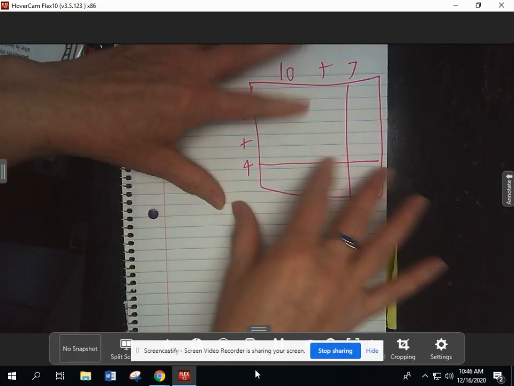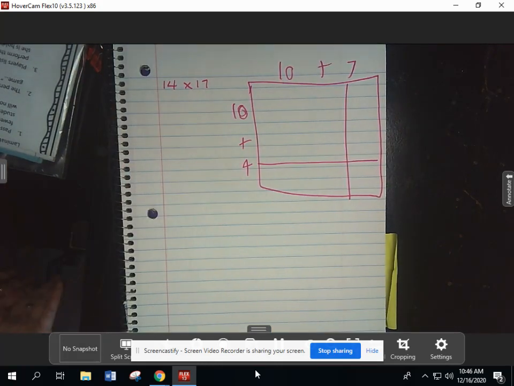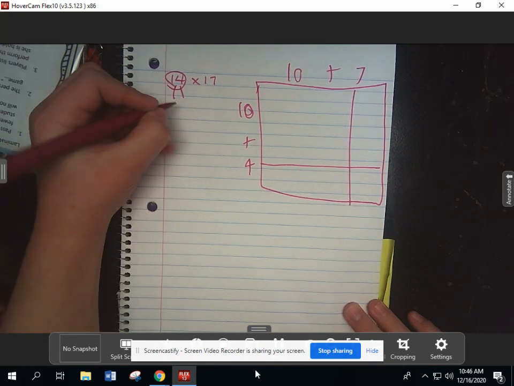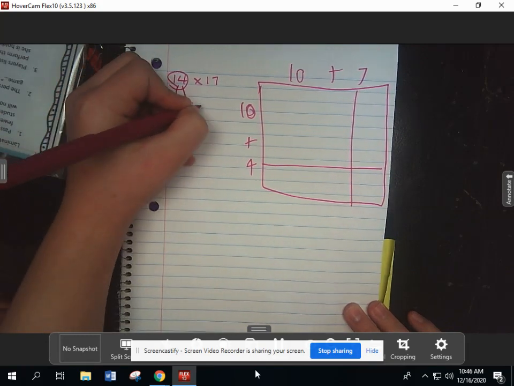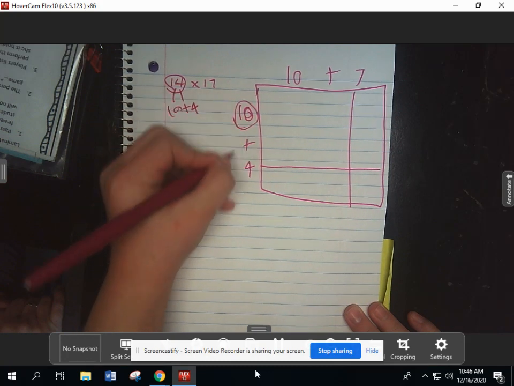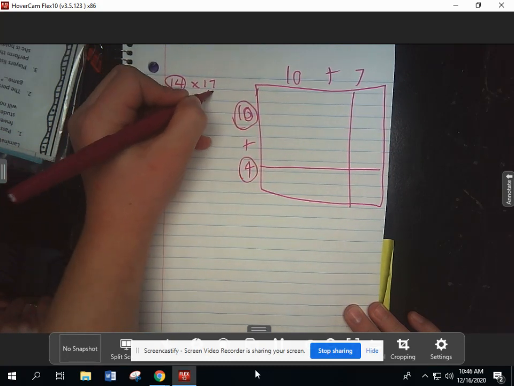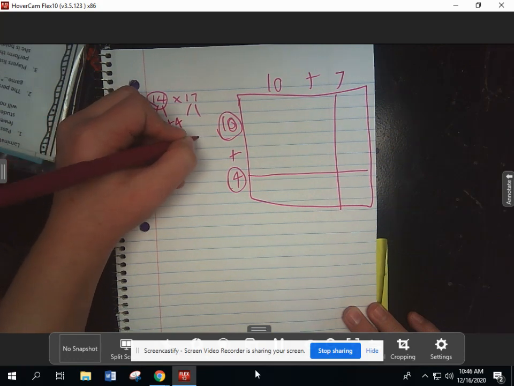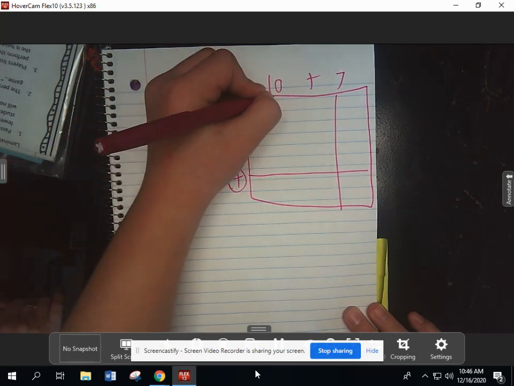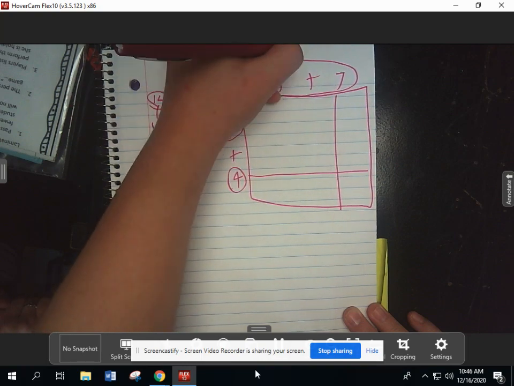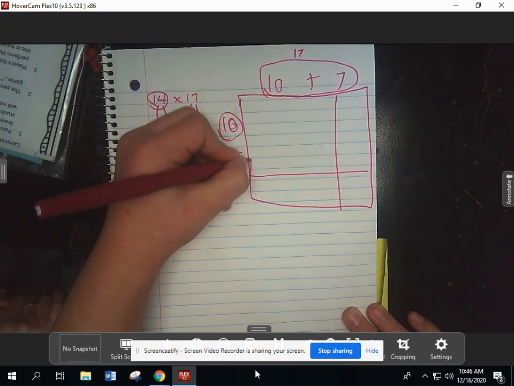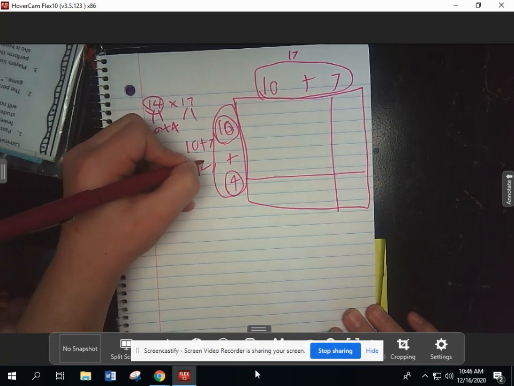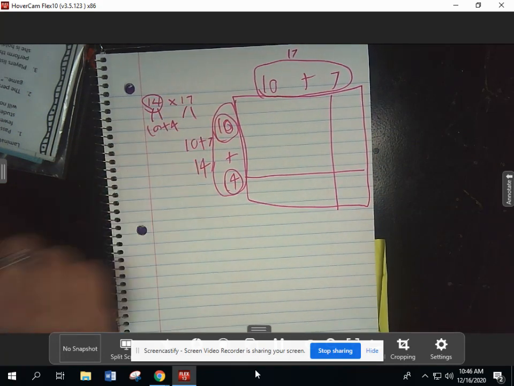Where did you get all these numbers from? You've got 4 numbers and we started with 2. I decomposed this into a 10 and a 4, where I got the 10 and 4. And then I decomposed the 17 into a 10 and a 7, which is where I got this up here. So, 17, and this would be 14. Okay, so he knows he's got the correct factors.